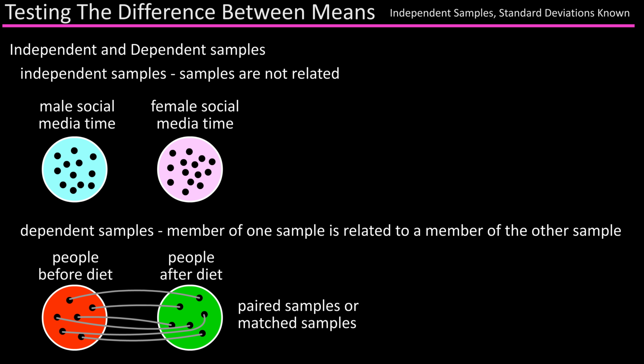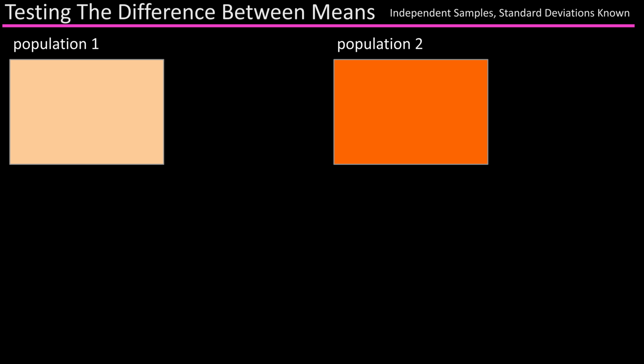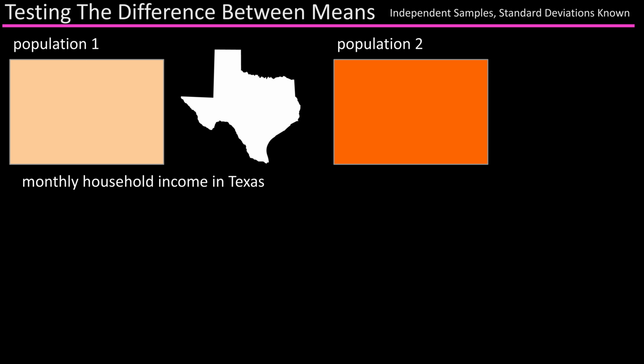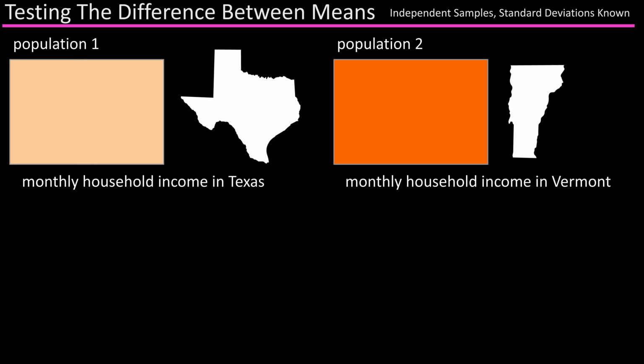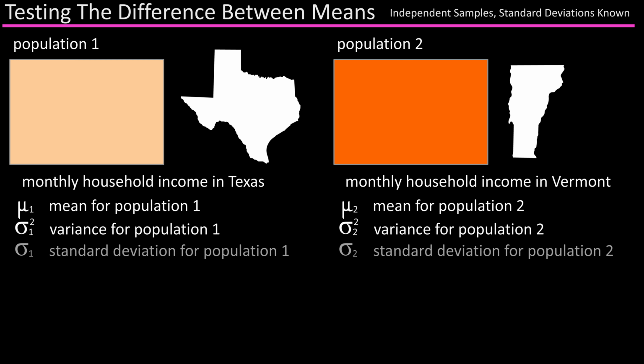Now on to testing the difference between means. So let's say that we have two populations, population 1 and population 2. Maybe monthly household income in Texas and monthly household income in Vermont. And each of these populations has its own parameters, such as mu1 and mu2, the means, sigma squared 1 and sigma squared 2, the variances, and sigma 1 and sigma 2, the standard deviations.